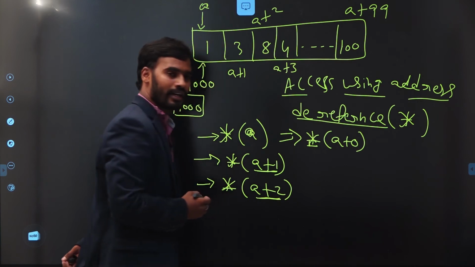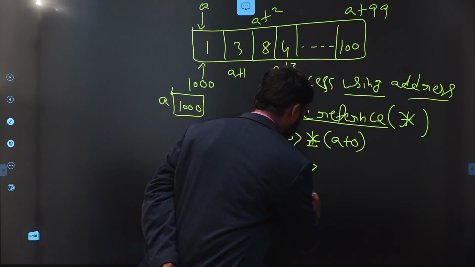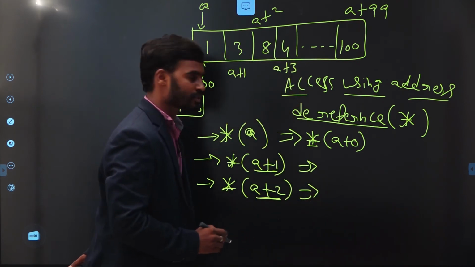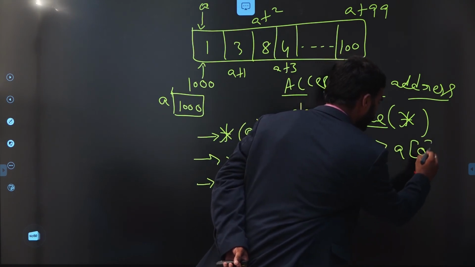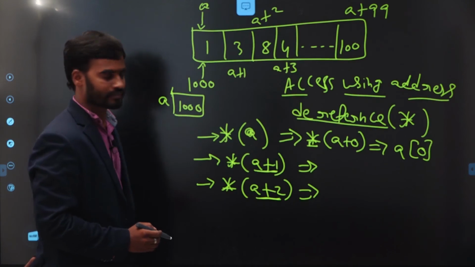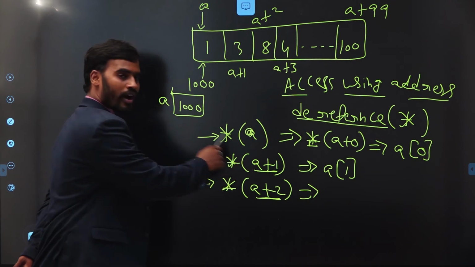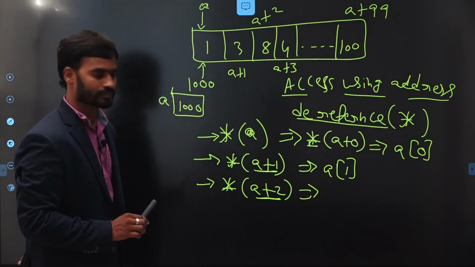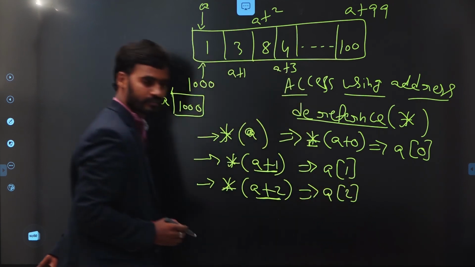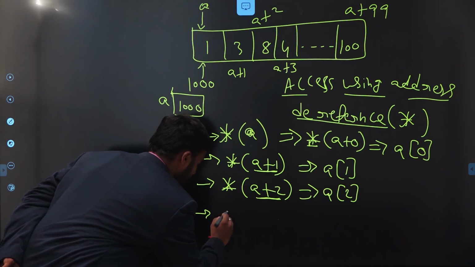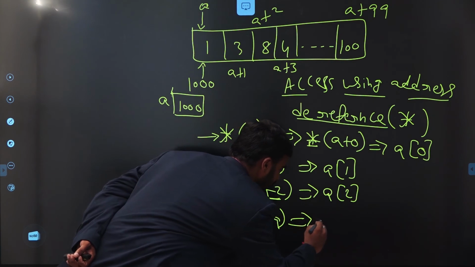This dereferencing operator can be replaced with an operator called the array subscript operator. Instead of writing star A plus 0, you can write it as A of 0. Both give the same meaning. Star A plus 1 can be written as A of 1. Star A plus 2 can be written as A of 2. Star A plus 99 can be written as A of 99.